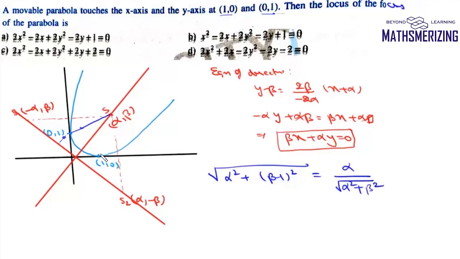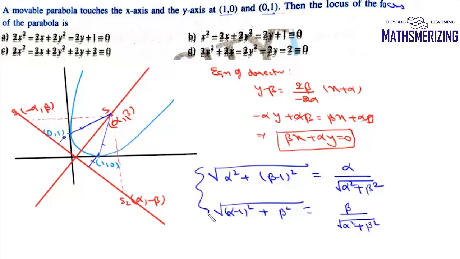In the same way, if we take the distance from this point (1, 0), then we'll get under root of (alpha - 1) whole square plus beta square, and this should be beta upon under root of alpha square plus beta square. Now what we'll do is square and add the two equations. We'll write this as alpha square plus (beta - 1) square plus (alpha - 1) square plus beta square, and here we'll get alpha square plus beta square upon alpha square plus beta square, which is 1.